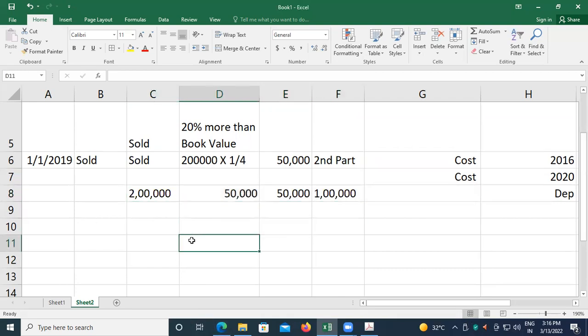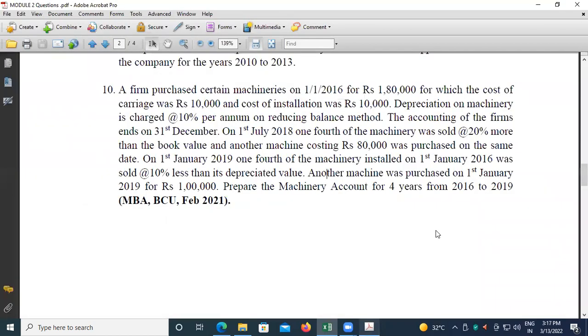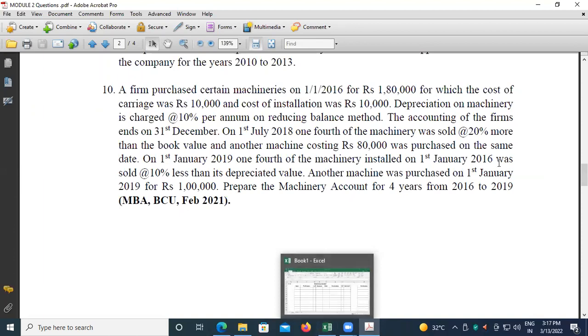So now we got to know what calculations have to be done. And then again, 1/4 of the asset we have sold, which is 10% less than the depreciated value. Okay, so now let us go and calculate our main working notes and machinery account. What they are telling in the question here: prepare machinery account for 4 years from 2016 to 2019. So let us solve this problem now. And you can see here in between they have purchased some new machinery also. We are also going to include that in the same accounting year.